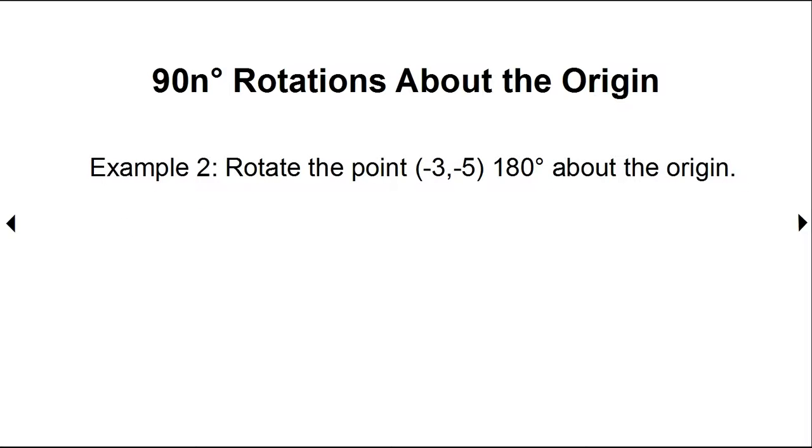In this case, we're rotating 180 degrees, so we need to use the second set of rules. This is easy. We just find the opposites of the initial values, and that gives us the answer (3, 5).